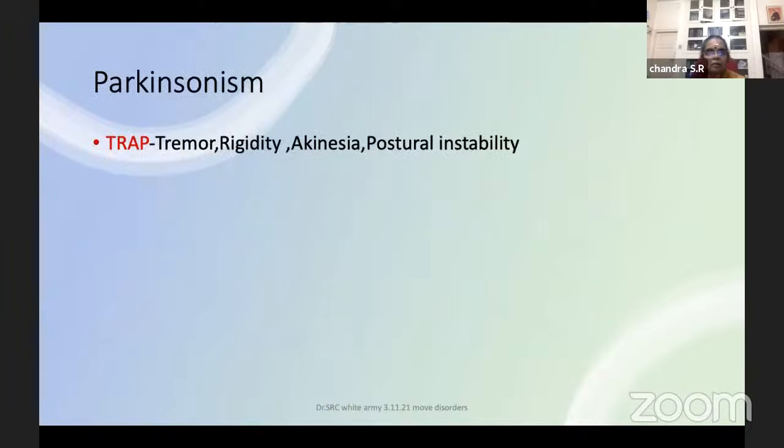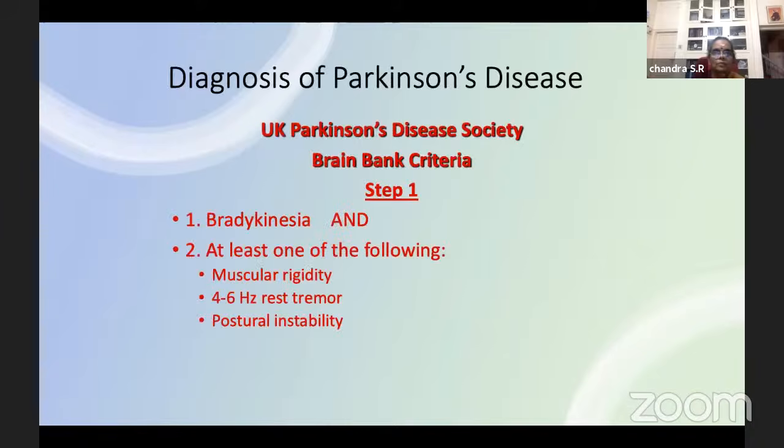So that is Parkinsonism, and the one clue is TRAP: tremor, rigidity, akinesia, postural instability. Parkinsonism is tremor, rigidity, akinesia, and postural instability, and it traps you. Your motor activity is trapped in Parkinson's disease. It's a terrible disease. So tremor, rigidity, akinesia, and postural instability is TRAP.